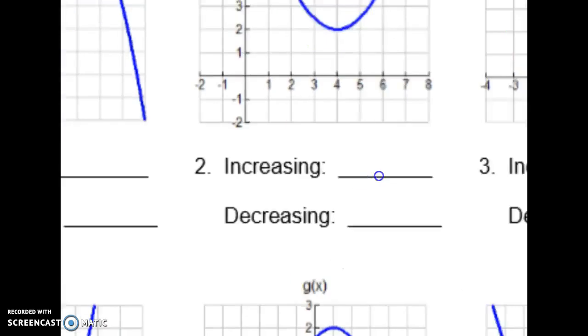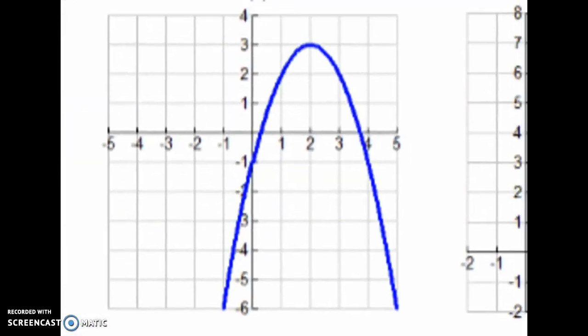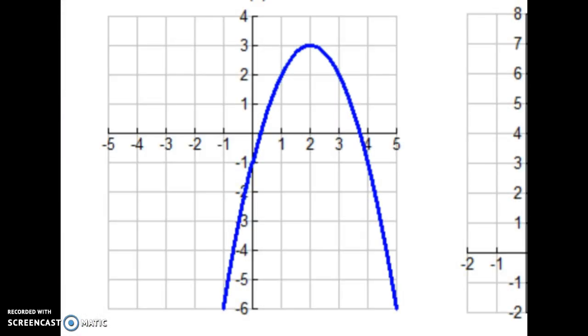So what we want to do is figure out this graph, just kind of describe what's going on here. Some key features: I know that this graph is opening down. I do know that my vertex is right here, and again, that's the ordered pair (2, 3). When I'm talking about where the graph is increasing or decreasing, I want an interval. I want x values. I want to know where it is going to increase or decrease.